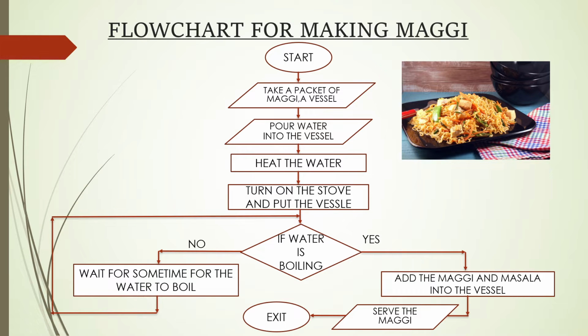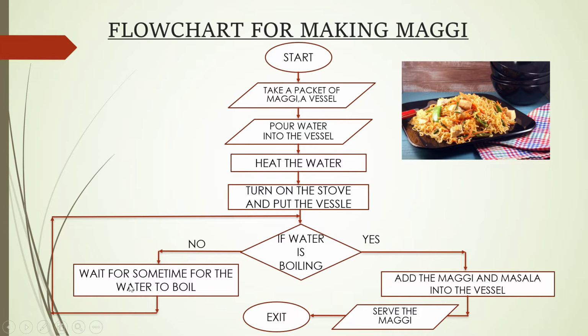So we will turn on the stove, and the vessel with the water we will keep on the stove. Okay, so here a decision box is being taken, that if water is boiling, we have to check whether the water is boiling or not. If yes, then we will see that there are two sides of it. The right side is for yes and the left side is for no. If the water is boiling, then we will go to this step, add the Maggie and masala into the vessel.